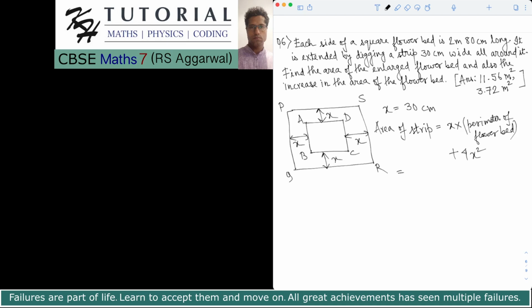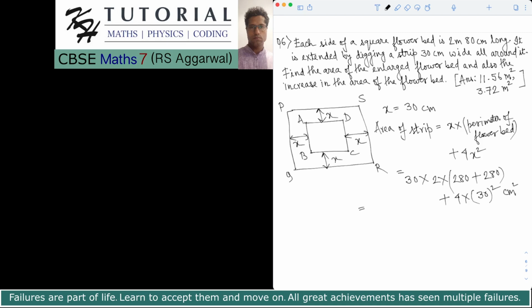Okay, so this is equal to how much? X is 30 centimeter. 30 multiplied by perimeter of the flower bed, which will be 2 multiplied by the length of the flower bed, which is 2 meter 80 centimeter, which means it is 280 centimeter, plus obviously the length plus breadth. Now perimeter of the flower bed, in this case, since it is square, the length and breadth are the same. Okay, plus 4 multiplied by 30 square. So this much centimeter square will be the area of the strip.